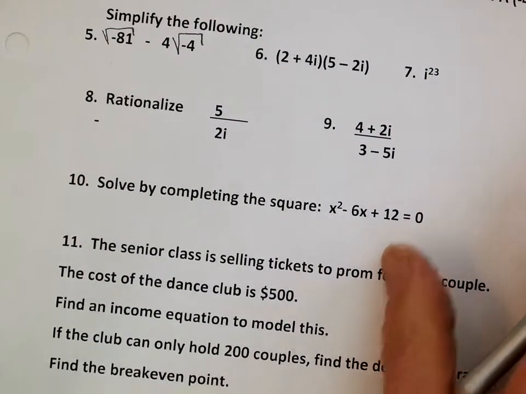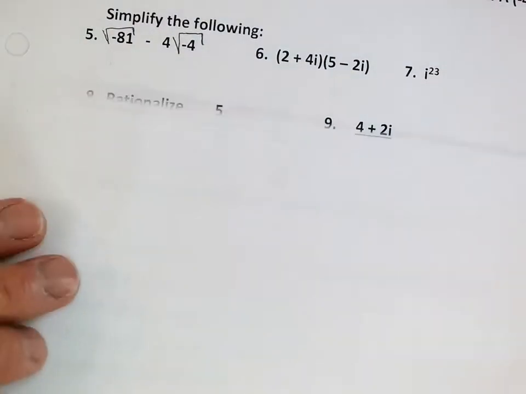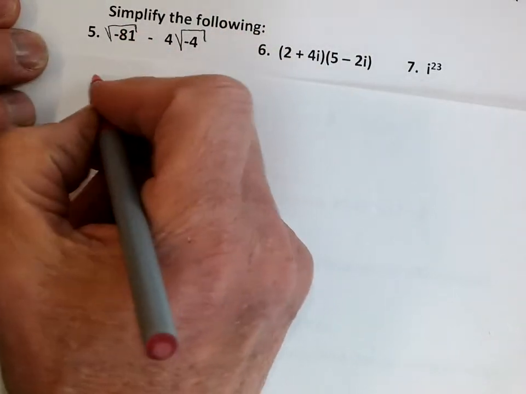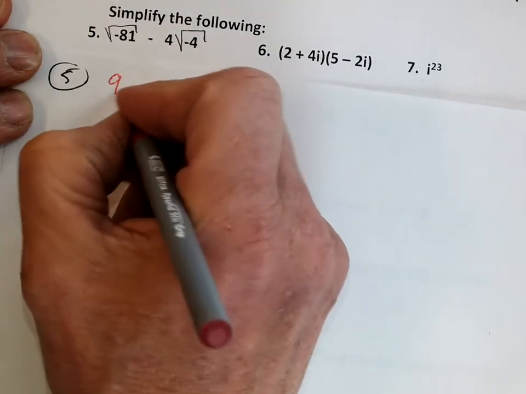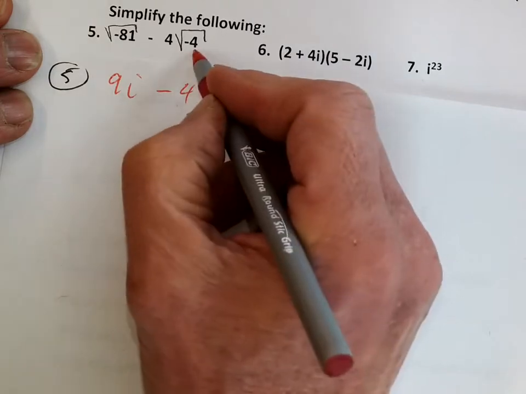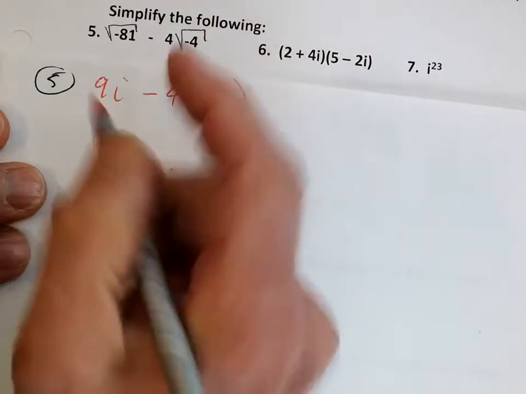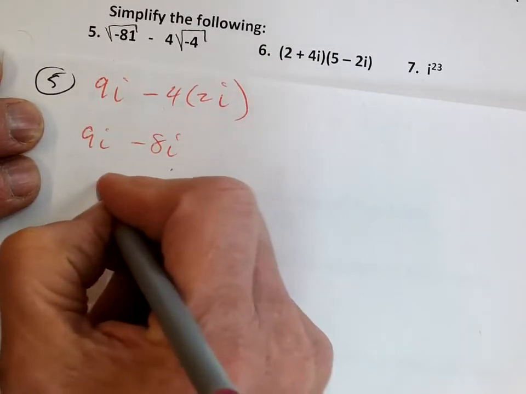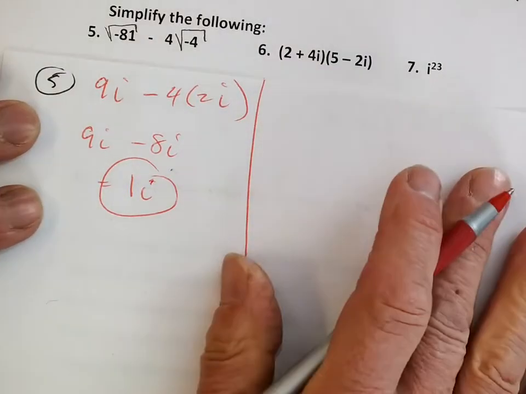Here comes the easy ones. I like these. Honestly, these are easy. Let's do number 5. The square root of 81 is 9, so I'm going to have a 9i. Minus 4: the square root of 4 is 2, but the square root of negative 1 is i. I'm going to have 9i minus 8i, which makes a 1i. Boom, there it is.